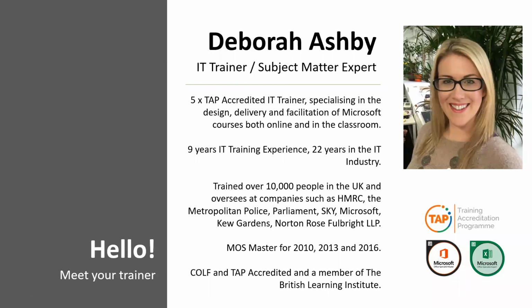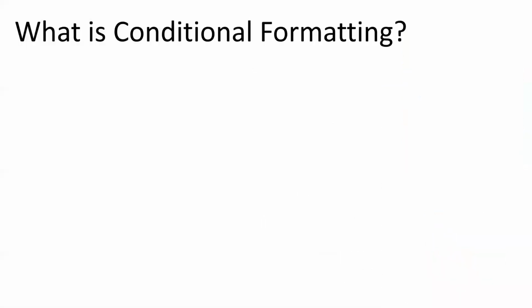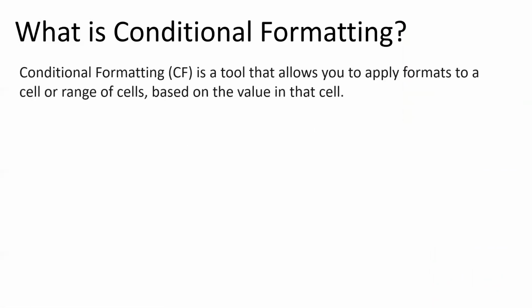All right, let's jump straight into it. So we're talking about conditional formatting. And I guess the first question is, what is conditional formatting? As I said, in general, I don't like to assume that you know anything about a topic that I'm teaching. So we're just going to briefly look at what exactly is conditional formatting. Well, it's a tool within Excel that allows you to apply formats to a cell or a range of cells based on the value in that cell. Now, again, that's all well and good to say, but what does that actually mean?